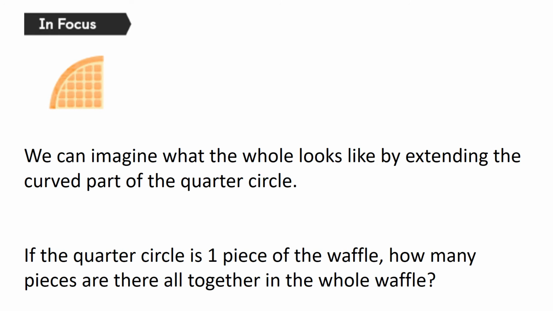So we can imagine what the whole waffle looks like by extending the curved part of the quarter circle. So I'm going to try my best to very neatly carry on the curved part of that circle. It's not going to be perfect because I don't have a circular shape to draw around, but I'm trying my best. It gives you an idea. You can imagine what the whole looks like by extending that curved part of the quarter circle. Now, as I said, it's not a perfect circle, but this might help us to figure out the answer to this question here. If the quarter circle is one piece of the waffle, so if this is just one piece, how many pieces are there all together in the whole waffle?